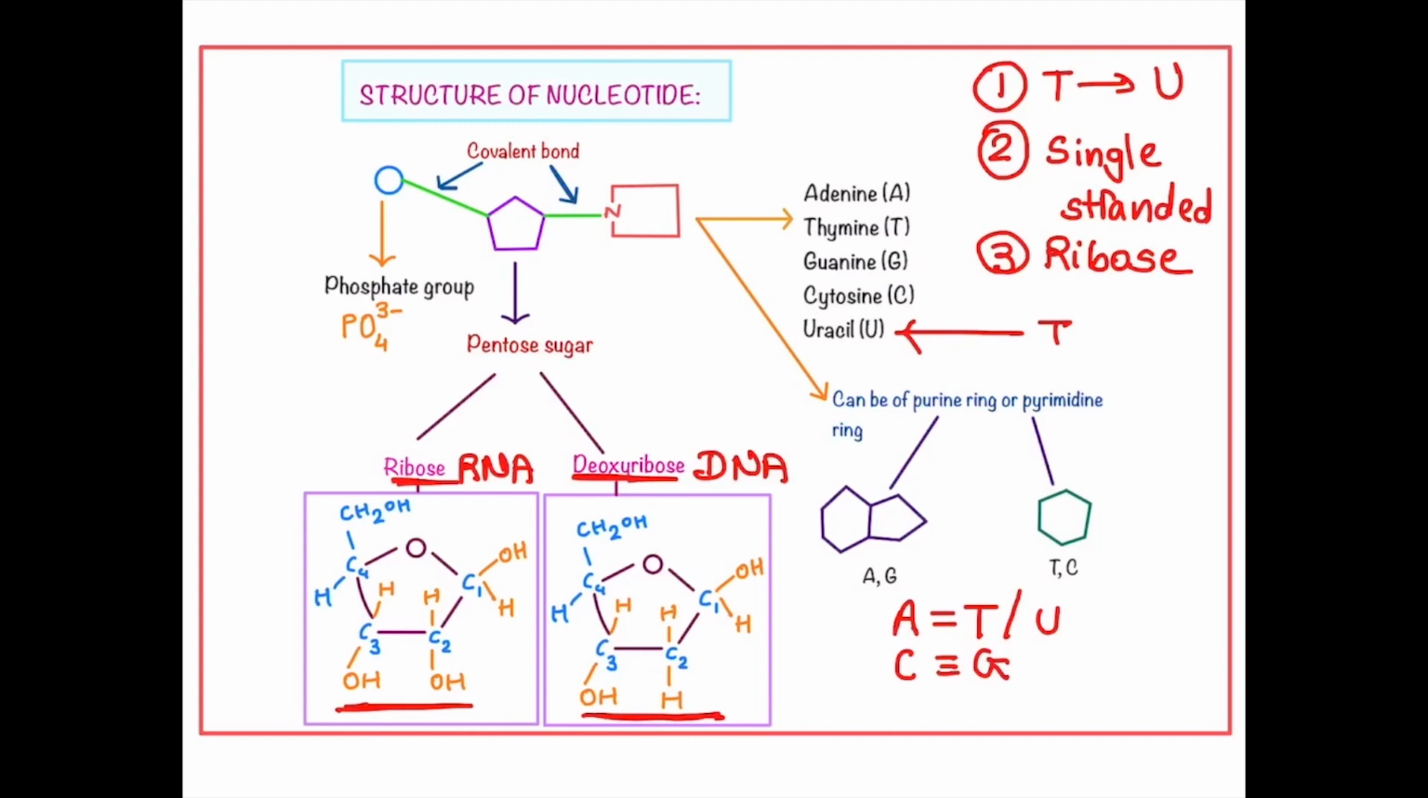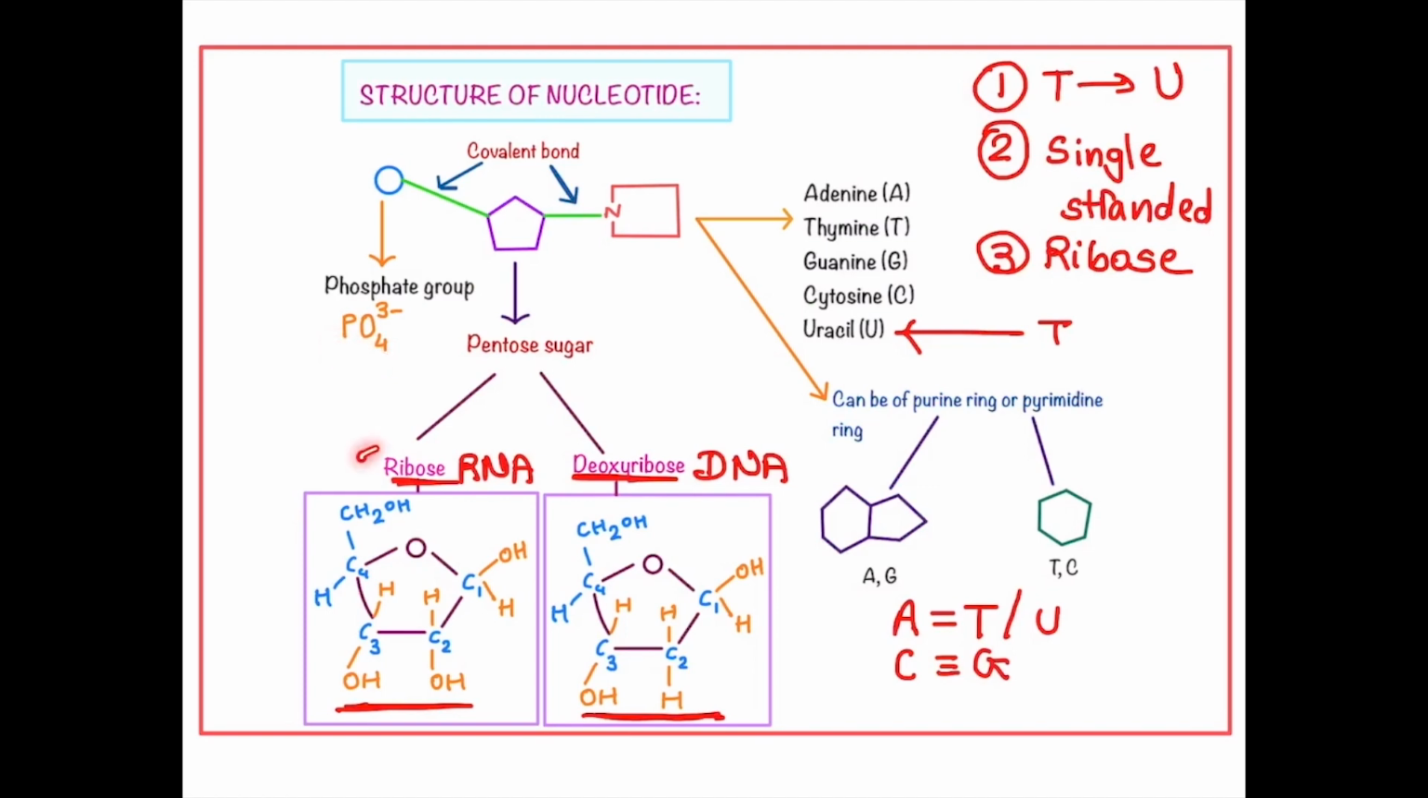Okay, so this is about the structure of the nucleotide. Again, let's do a quick revision. Nucleotide is made up of pentose sugar, phosphate group, and nitrogenous base. They all are joined together by covalent or phosphodiester bonds. Phosphate group makes the nucleotide or the entire DNA structure negatively charged.